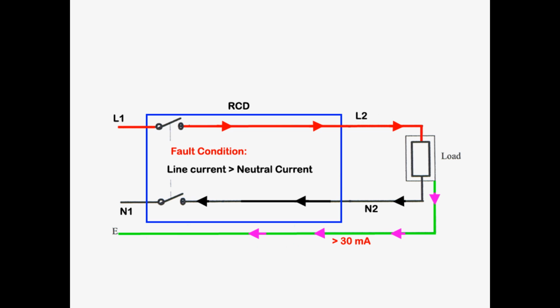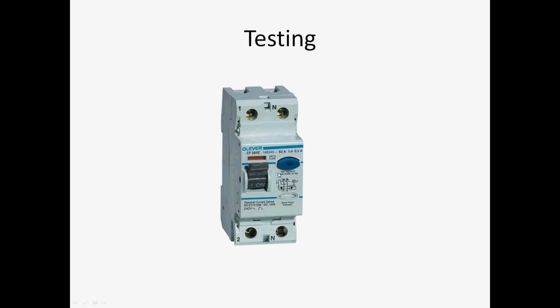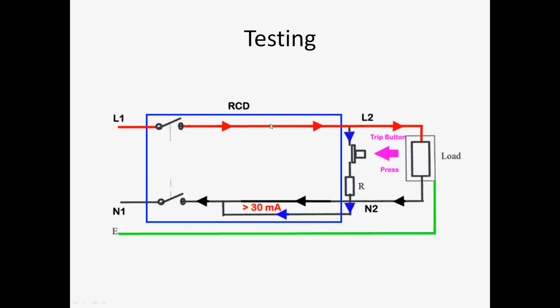One last thing to tell about RCDs: you can see that the RCD has a test button, and it is very important to test the RCD from time to time to see that it is tripping. It will trip under an earth fault. So it is useful to see how this testing works. You can see that the test circuit is like this. When you press the test button, it closes a path, shorting the line and neutral through a resistance. This resistance is used to limit the current to a safe value.